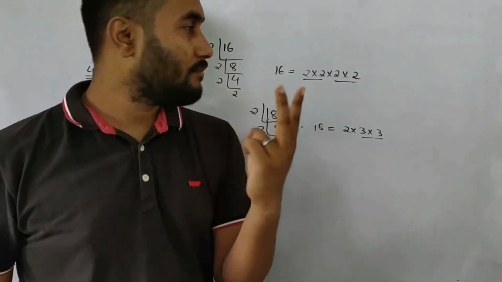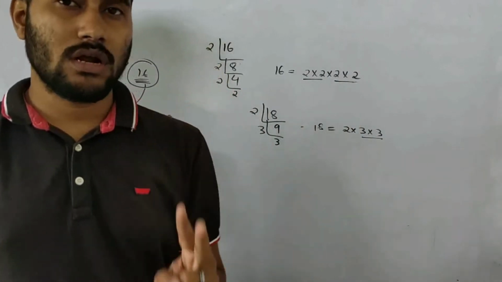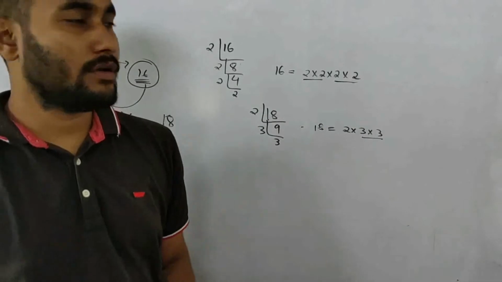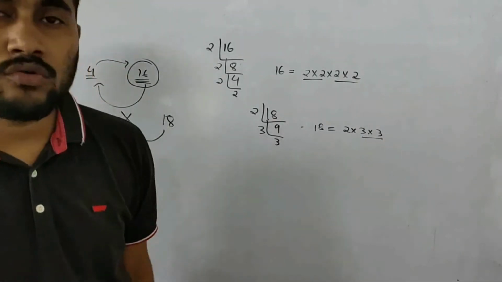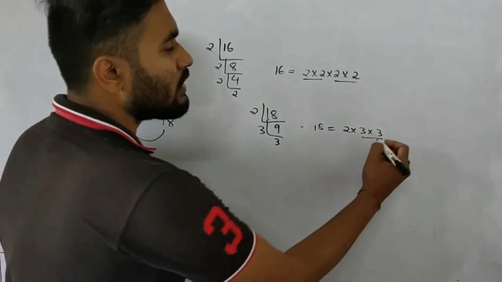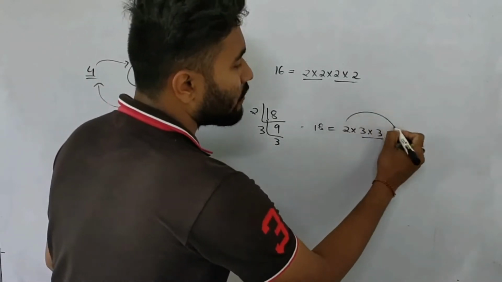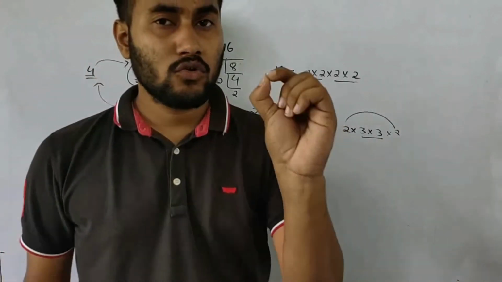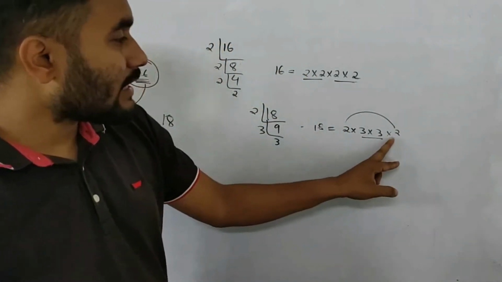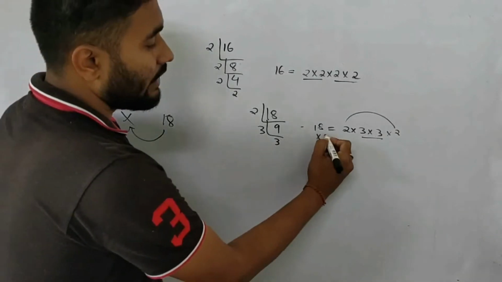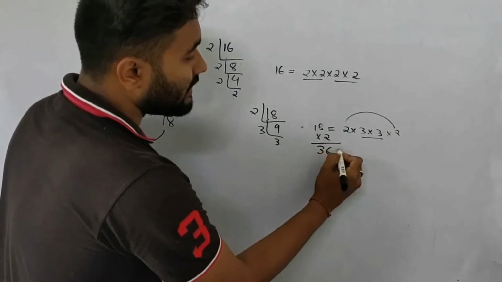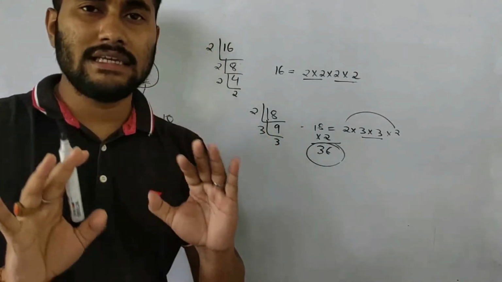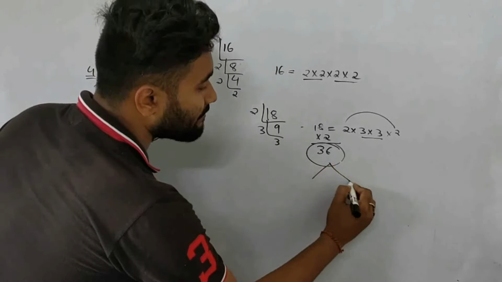Okay, 2 twos, a pair of 2. Understood? See, there are two 2's, again there are two 2's, so it is a perfect square. If there had been one more 2, then it would be a pair. Means with 18, what should I multiply? 2. 18 times 2 is how much? 36. So is 36 a perfect square or not? Definitely it is a perfect square.